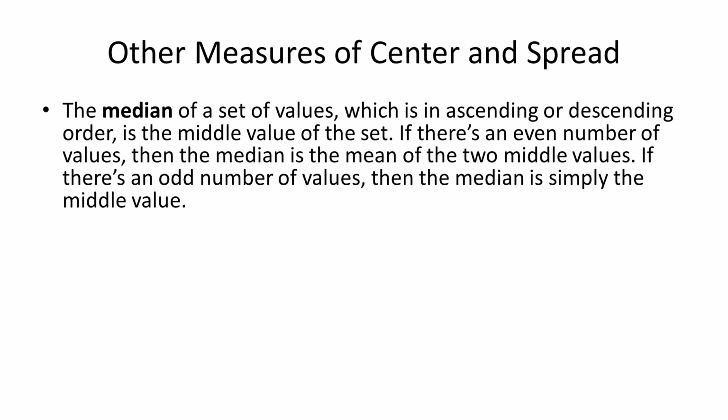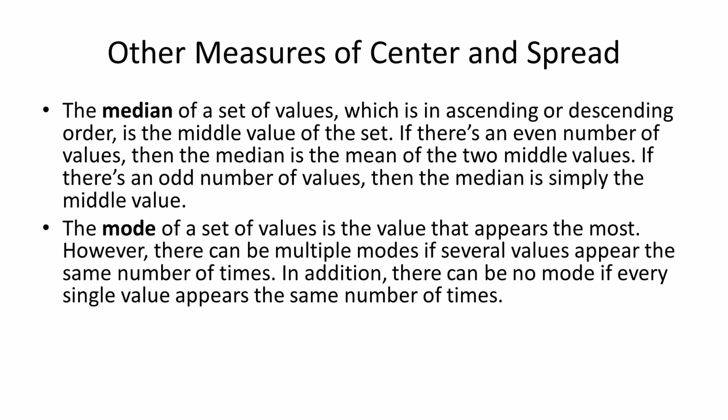So there are some other measures of center, and some measures of spread that you should also know. The median of a set of values, which is in ascending or descending order, is the middle value of the set. If there's an even number of values, then the median is the mean of the two middle values. If there's an odd number of values, then the median is simply the middle value.